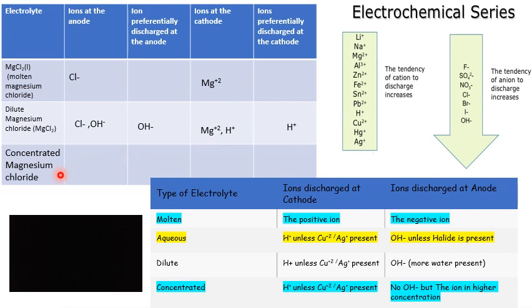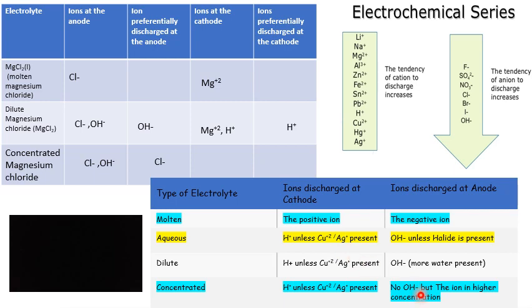Good. Now for concentrated magnesium chloride, the same concept applies. At the anode, we have the negative ions. Which ones are the negative? Chlorine, very good. So you're going to have the negative ions, chlorine and hydroxide. Now, which one is going to be preferred? Remember, when we think about the anode, we have to think about which one exists in a higher amount. In a concentrated solution, you have more of the negative ion, so this is why you're going to have chlorine being discharged.